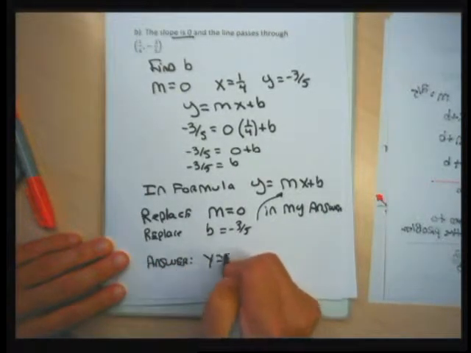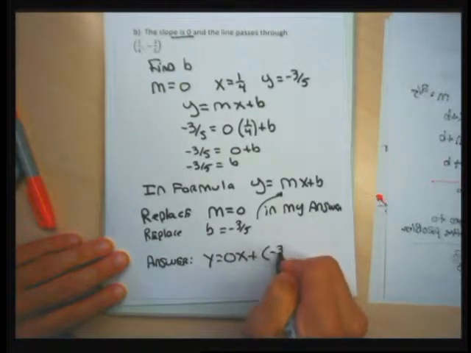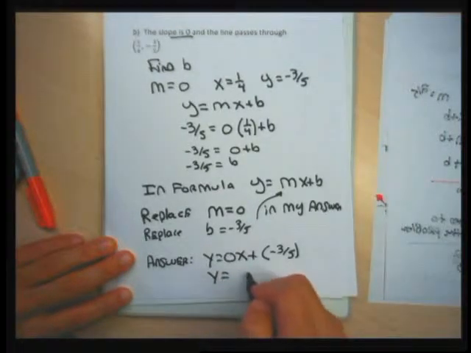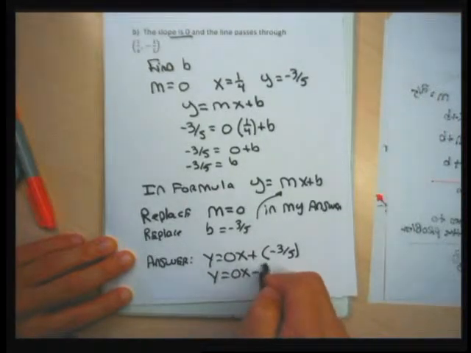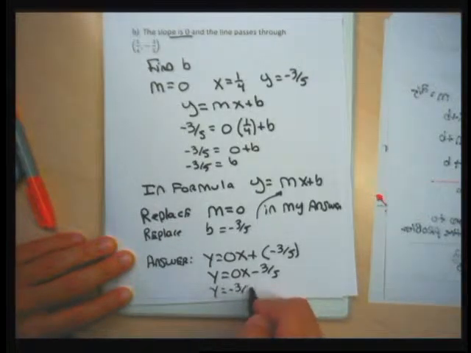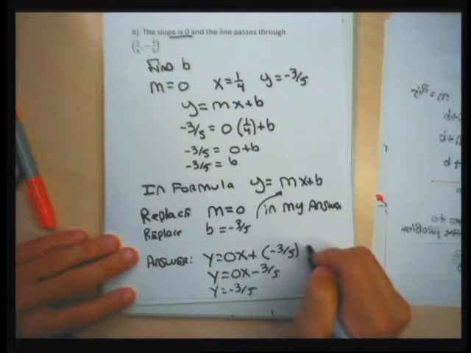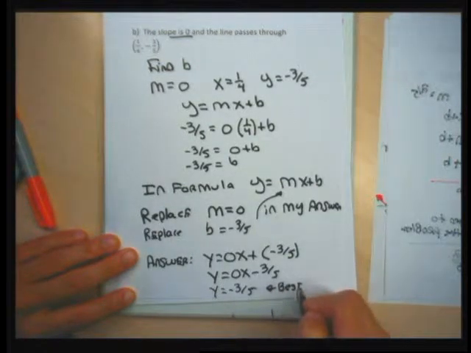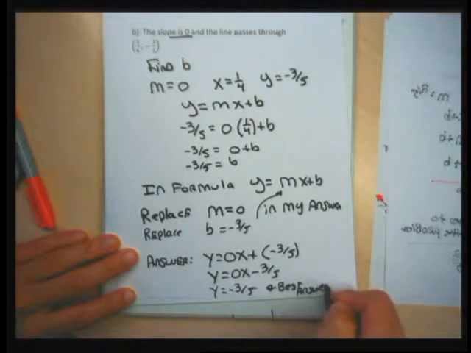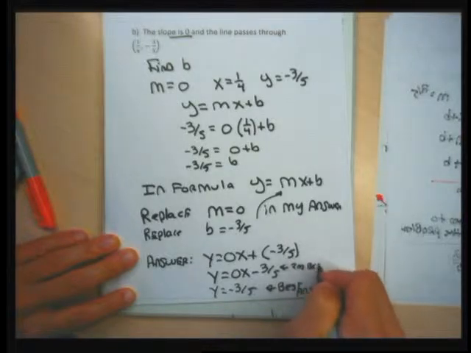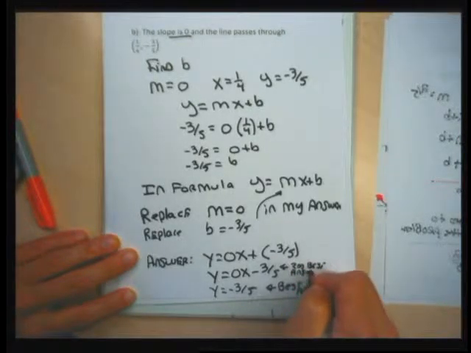So for my answer to part B, I have flexibility. I can say y equals 0x plus negative 3/5, or I can say y equals 0x minus 3/5 if I didn't want to use the plus the negative sign. Or even better yet, I can just say y equals negative 3/5 because 0x cancels out. These are all correct answers. This is probably the best answer because it doesn't have extra writing. This is probably the second best because at least it doesn't have that double sign when you don't need it.